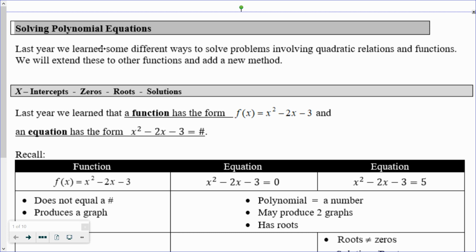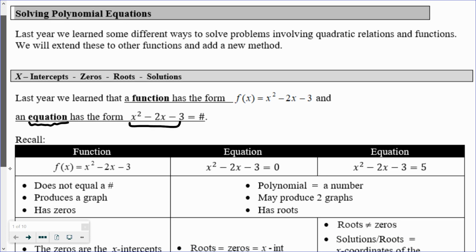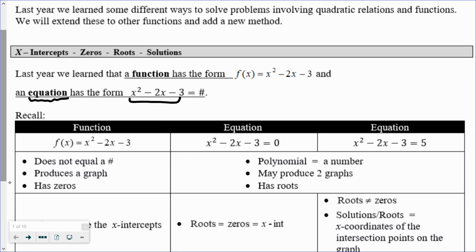So x-intercepts or zeros or roots or solutions, those different terms are used interchangeably in this. Last year we learned that a function has the form f of x or y equals x squared minus 2x minus 3, where it has a variable in relation to another variable. But we also have an equation where it's a variable equal to a number, like x is equal to 7. So you're looking for the values of x that make that true. You can tie in some of those principles that we saw with our rational expressions as well.